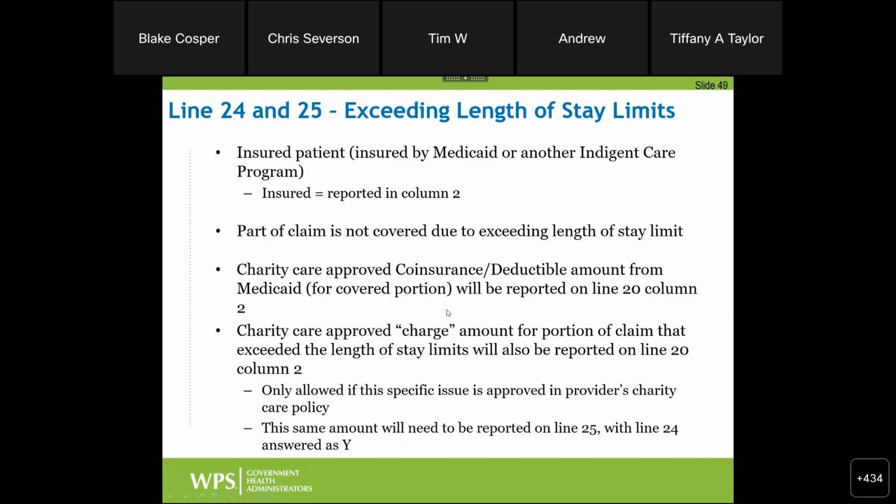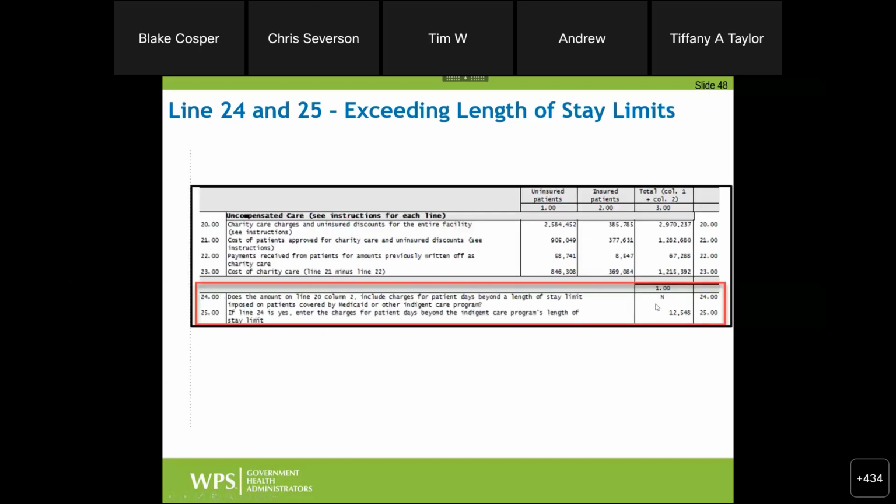And of course, line 24 is just a yes or no question. Do you have anything to report here? Which actually, this one is an odd situation. This should have said yes. If we were to put that through, it probably would have given us an edit. This was just a bad illustration. That should say yes.